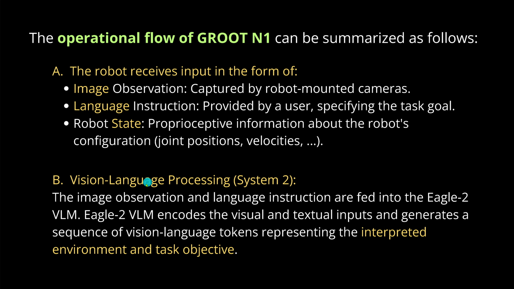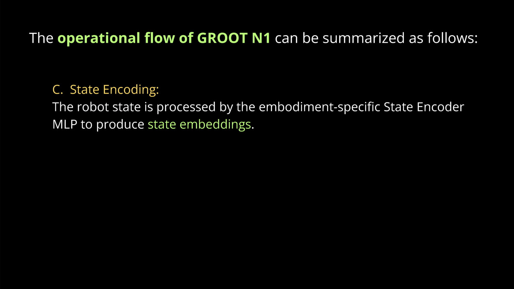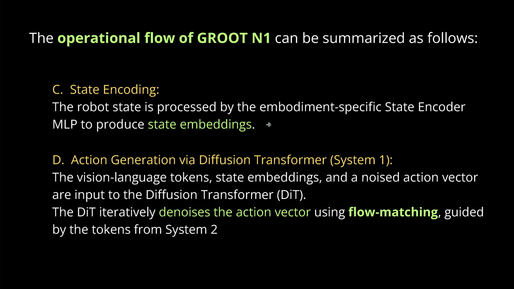Image observation and the language instruction are fed into our Eagle-2 vision language model, which encodes the visual and textual inputs and generates a sequence of vision language tokens representing the interpreted environment that our robot is in and the task objective. Then, of course, the robot has to know in which state it is itself as a robot. So we produce here the state embeddings. This is our 4th vector space. And then we come to the action.